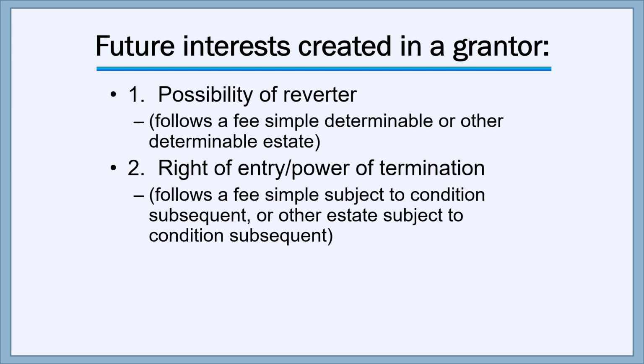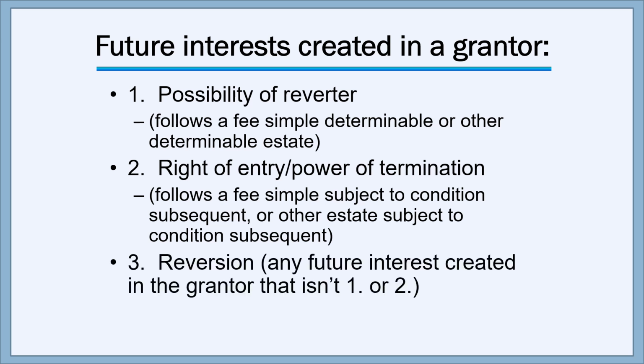It always follows a fee simple on condition subsequent or some other estate that's subject to a condition subsequent. Now you'll notice we've already covered both of these future interests when we talked about defeasible fee estates. The possibility of reverter is always linked to a determinable estate, the right of entry or power of termination always linked to an estate on condition subsequent. The third category is called a reversion, and it's sort of defined by exclusion. It's any future interest that's created in the grantor and isn't number 1 or number 2. We'll take a look at examples of these in just a moment.